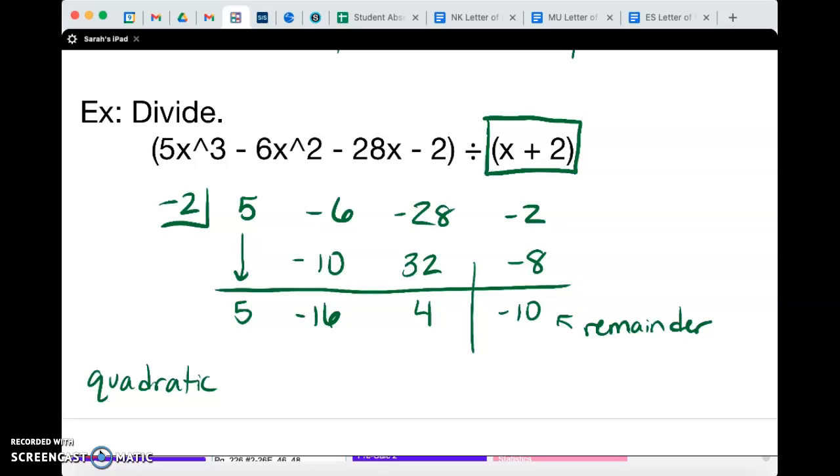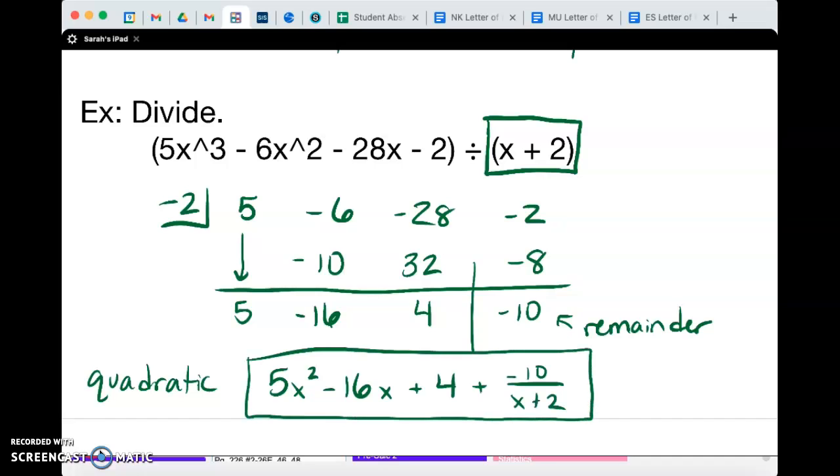I should have a quadratic. So basically, my first term 5 is 5x squared. And then my next number, -16, is the coefficient with x. And 4 is my constant. Then I also have to add into my answer my remainder, which is -10 divided by x plus 2, my linear part. So that's my answer. And we could have gotten that by doing long division, but that's always a really long process.